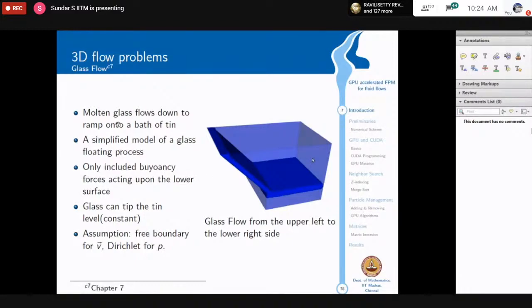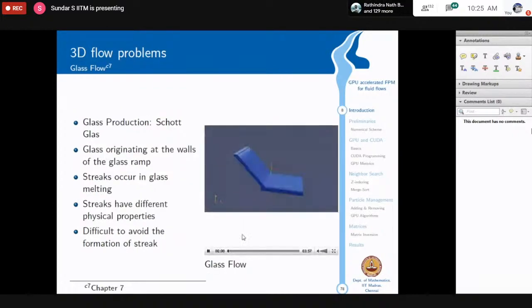Molten glass flows down a ramp onto a bath of tin, a simplified model of the glass floating process. Only buoyancy forces acting upon the lower surface are included. Glass can tip the tin level. We have a free boundary for velocity and a Dirichlet boundary condition for pressure. Glass flows from the upper left to the lower left side. I will show you the simulation, you will understand. This is that particular piece which I have shown.